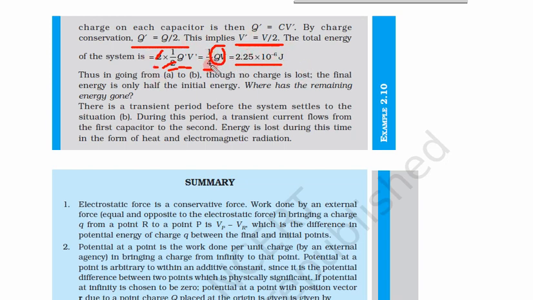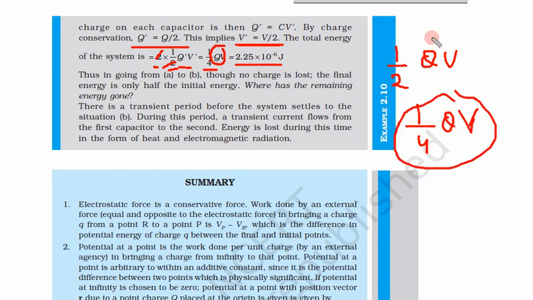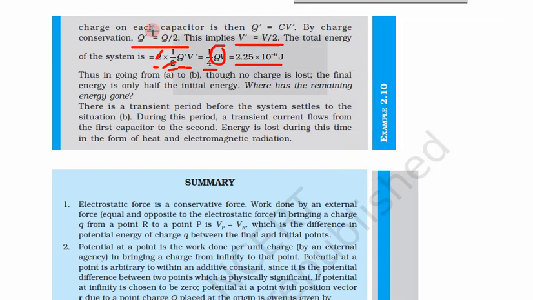In the previous case it was 1 by 2 QV, this time it is 1 by 4 QV. So even though there is one more capacitor, the energy stored has become halved. Why is it so? Though no charge has been lost, the initial energy was double this, or this energy is half of the initial energy.